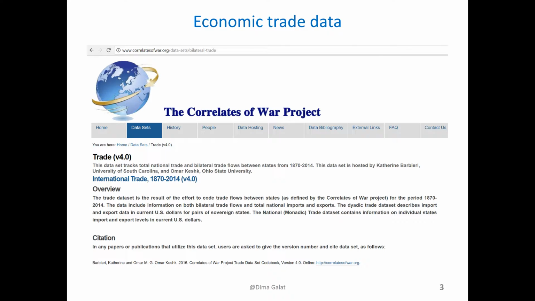Specifically, the dataset that we're interested in is bilateral trade flows between states from 1870 to 2014. This is a relatively large dataset containing 1.3 million rows.